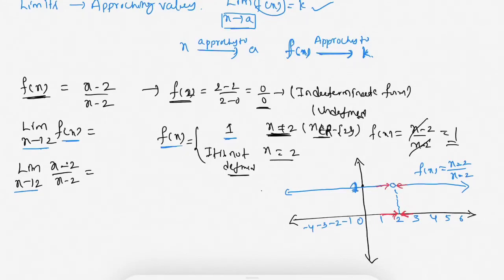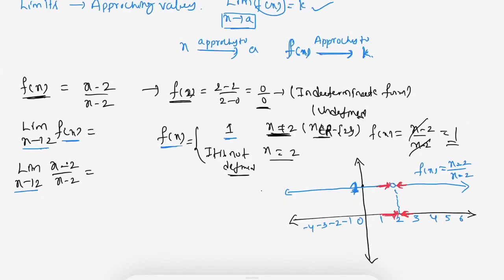Yes, so f of x is always approaching 1, but at x equal to 2 it is not defined. As x approaches 2, f of x is approaching 1 only. So now we can say, as x tends to 2, y is tending to 1. The y value is always 1, so other than x equal to 2, as x approaches 2, y approaches 1.